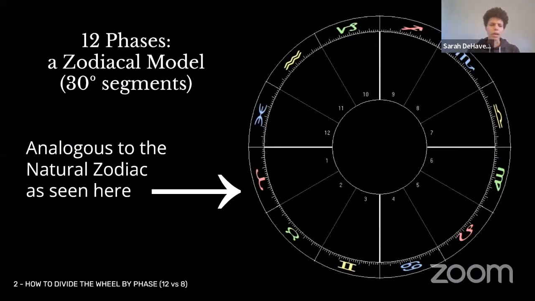Here's just a graphic to demonstrate what the 12-phase model would look like. You may be familiar with this. It's the chart wheel.